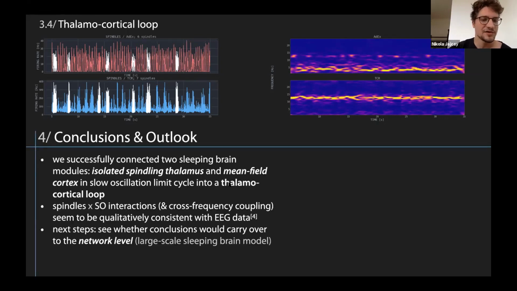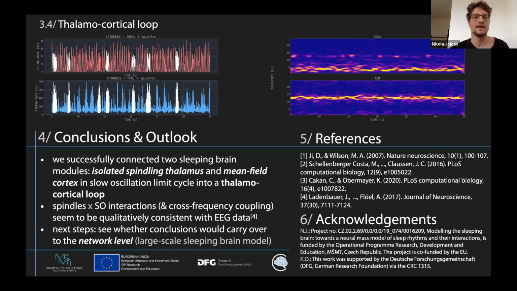And very quickly to conclusions, we have successfully connected two sleeping brain modules. And we have modeled spindles and slow oscillation interactions and their cross-frequency coupling. And it seemed to be qualitatively consistent with the EEG data. As for the next steps, we want to see whether these conclusions would carry over to the network level, which means we want to have more cortical nodes as per structural connectivity from the DTI, and then the thalamus connected, and see how this would look. Some references and acknowledgements, and thanks very much for your attention.